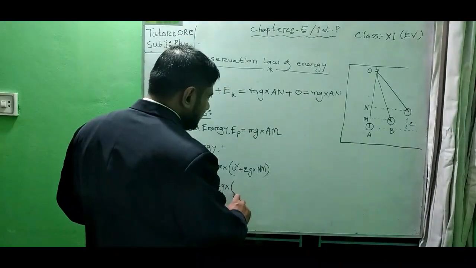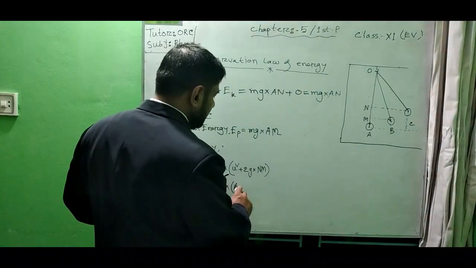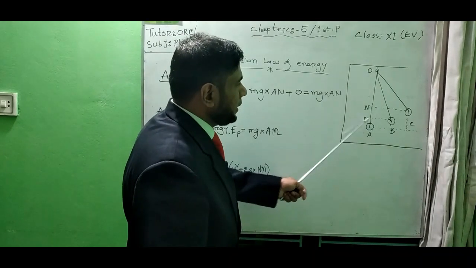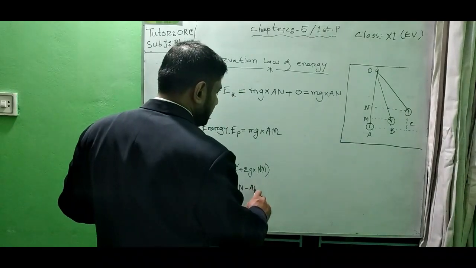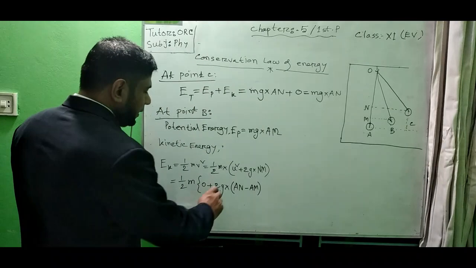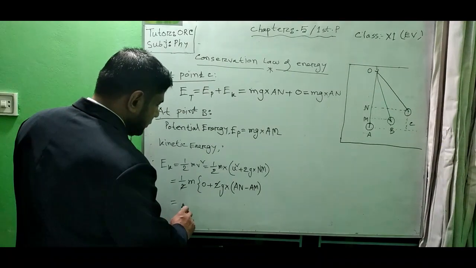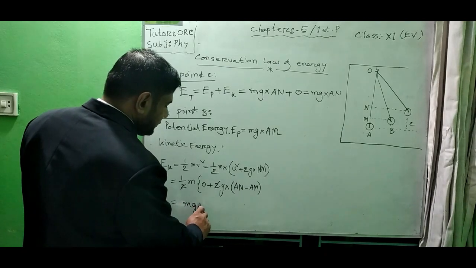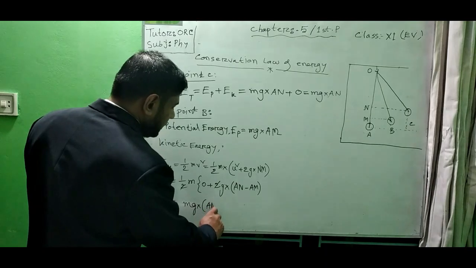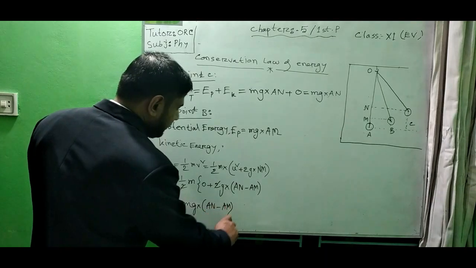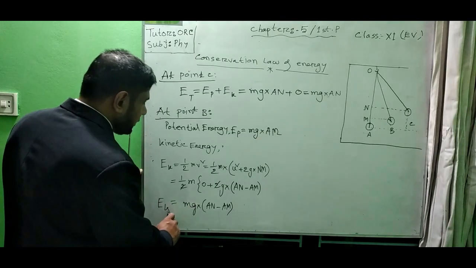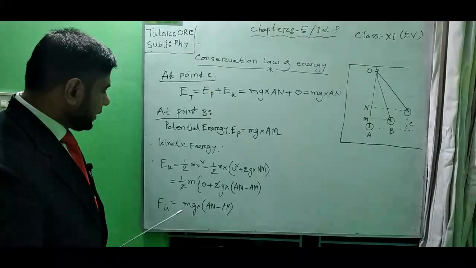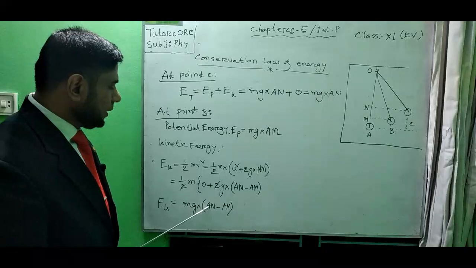So let us put the information: AN minus AM. So again here 2 is, so m g into AN minus AM. So we have got here now the kinetic energy. Here potential energy is mg into AM and kinetic energy is mg whole into AN minus AM.